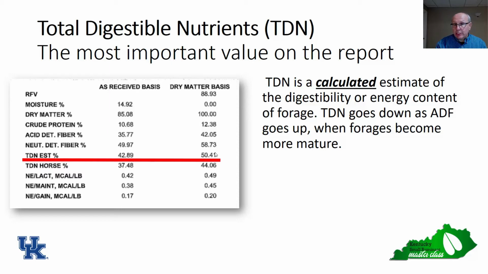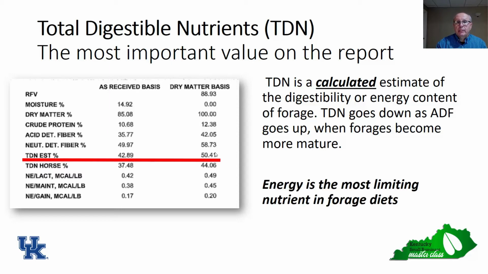TDN goes down, as you've seen, as ADF goes up when forages become more mature. TDN is the most important number on the report in my view because energy is the most limiting nutrient in a forage diet. So I want to challenge you when you get a report to look past crude protein and look at TDN, because more times than not, the protein will be adequate, but the energy or the TDN value will not be for what you need to do with your sheep or goats.